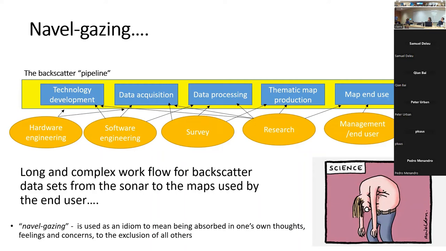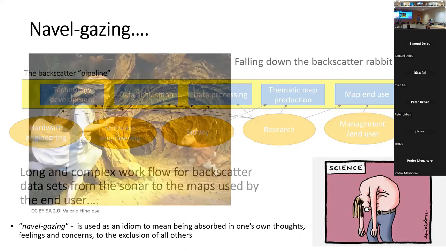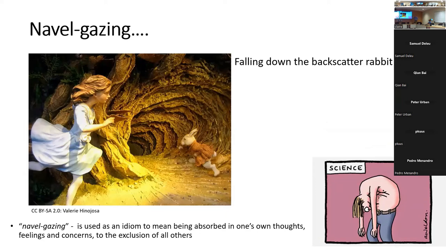I think sometimes, on the engineering side, having a good understanding of how those products are being used will help them understand how we're using the data and what we need in terms of the information we can extract from backscatter. So, you know, I think I fell down the backscatter rabbit hole, so to speak, in the early 2000s. And sometimes you feel a little bit lost. It's great to work with colleagues like are being assembled in this workshop where we can really exchange ideas and learn from each other.